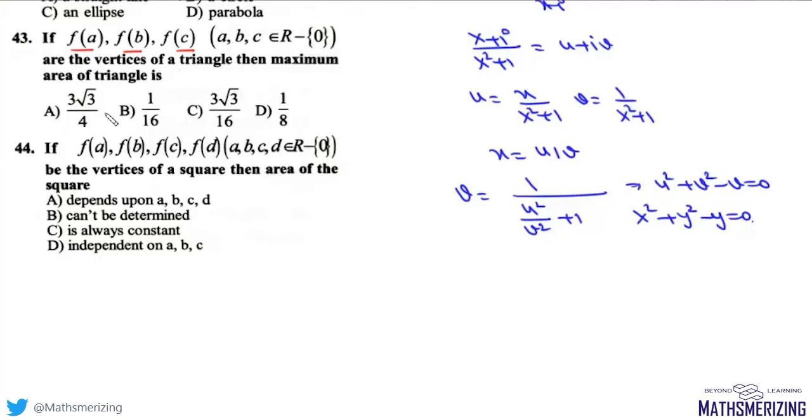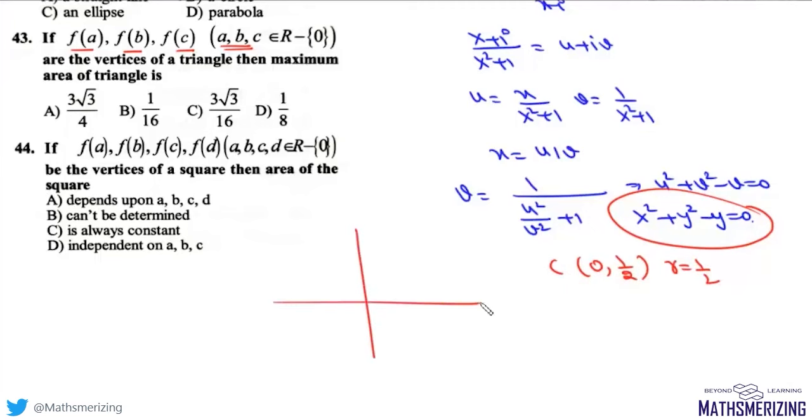Now we know that if a, b, c are real, then f(a), f(b) and f(c) lie on this circle. For this circle, the center is at (0, 1/2) and the radius is also 1/2. So we'll have this circle, its center at (0, 1/2) and radius equals 1/2. Now we need to find the maximum area of a triangle which can be inscribed in this circle.